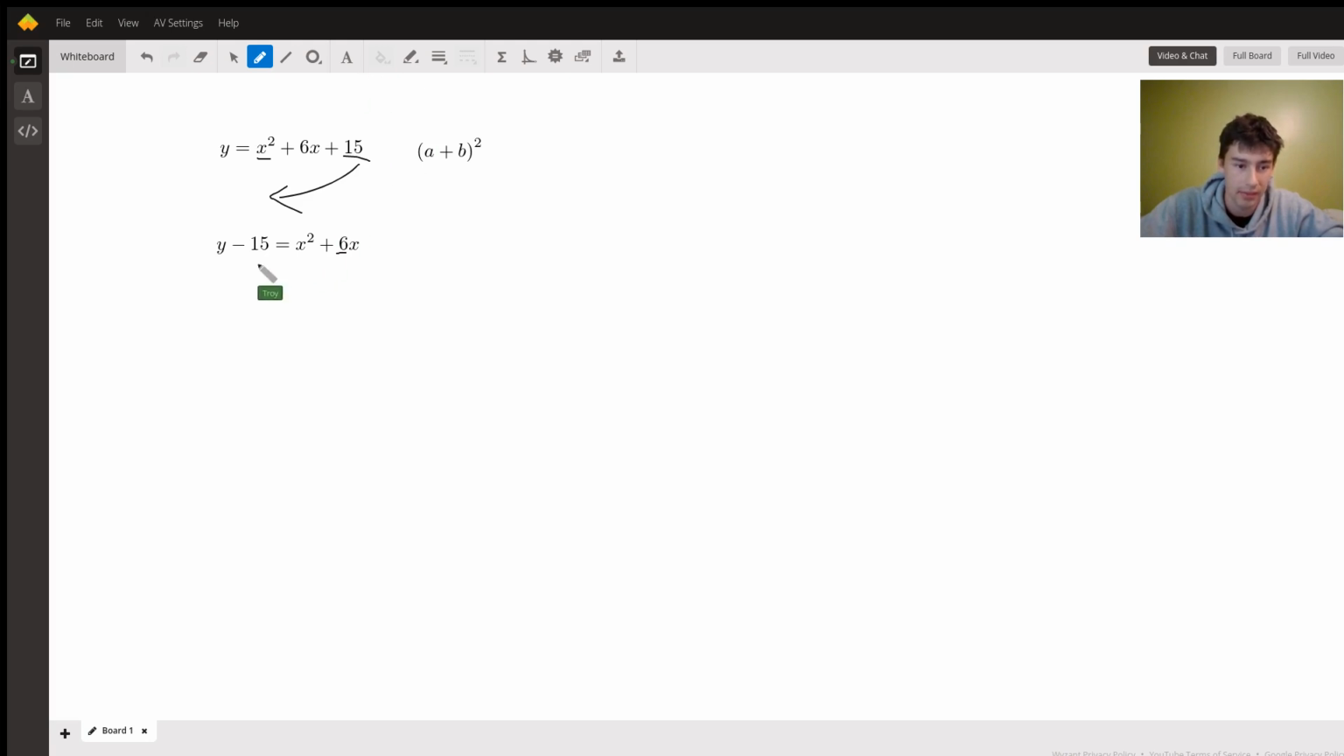And so on this left side, if we add 9, we're going to get y minus 6. And then on the right side, we're going to get x squared plus 6x plus 9. And so I'll go ahead and write that out real quick.